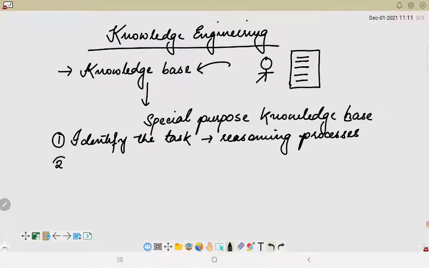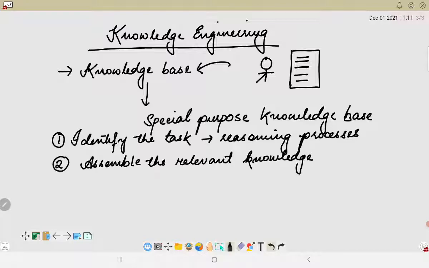Then the second point is that we will assemble the relevant knowledge. So the second step is assemble the relevant knowledge. In this step, we will be assembling the relevant knowledge which is required for that particular domain. Like I said, for electronic or digital circuits, initially we need to find out what the already existing facts related to digital circuits or electronic circuits are, and we have to assemble that particular knowledge.